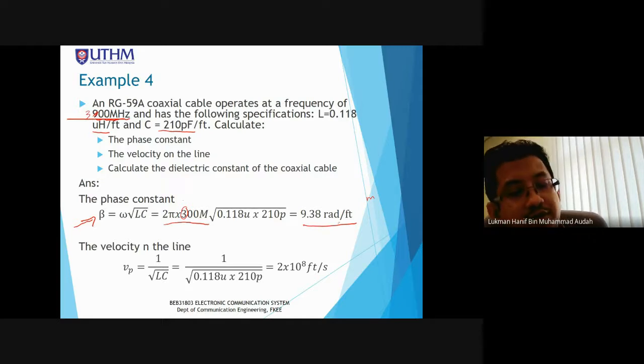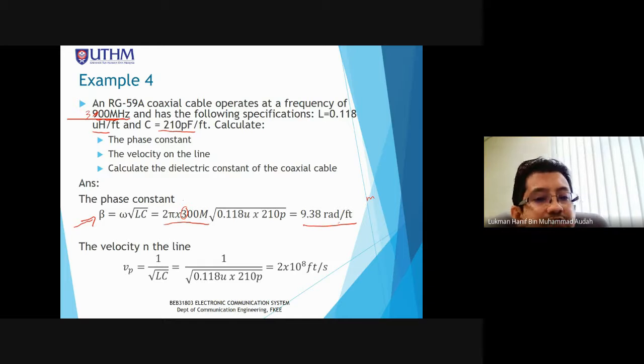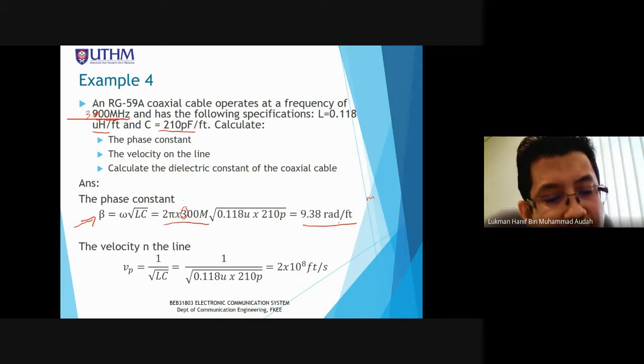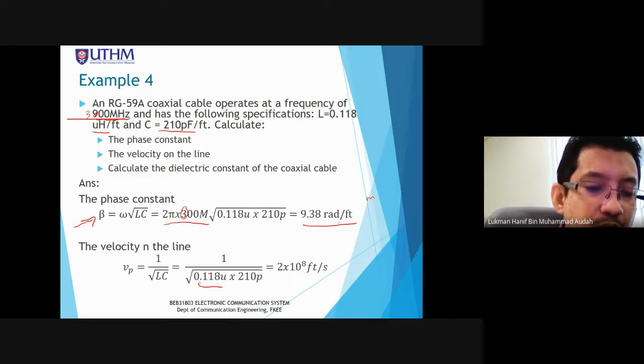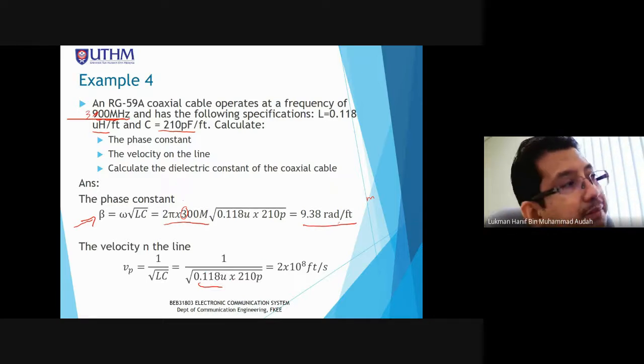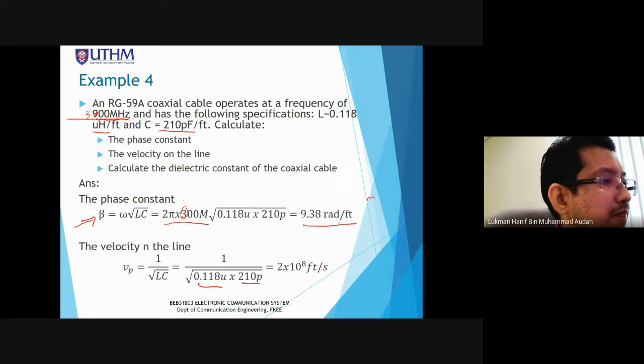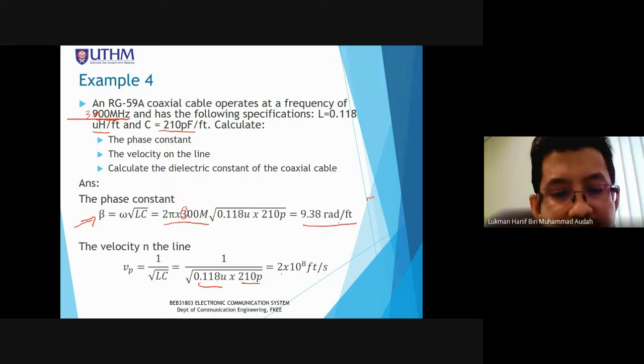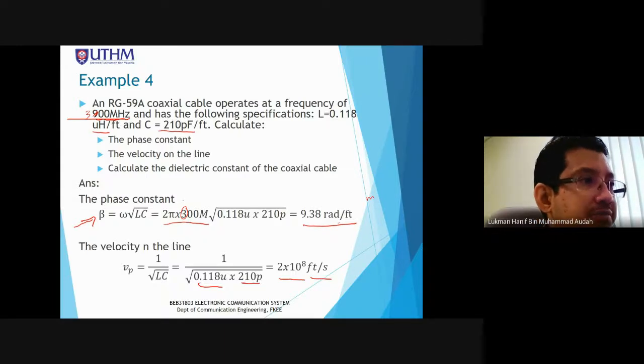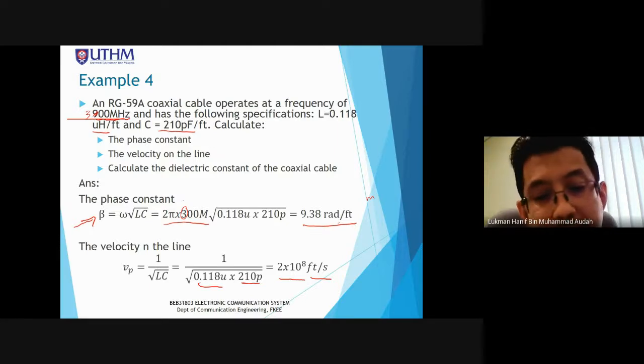Okay. And then what? Find the velocity in the line. Kelajuan gelombang dalam kabel itu. Dalam kabel tu gelombang bergerak berapa laju? So the velocity in the line is equal to 1 over square root of LC. Okay, 1 over square root of L 0.118 microhenry per feet multiplied with 210 picofarad per feet. Okay, so we get 2 times 10 power of 8 feet per second. Okay, 2 times 10 power of 8 feet per second.